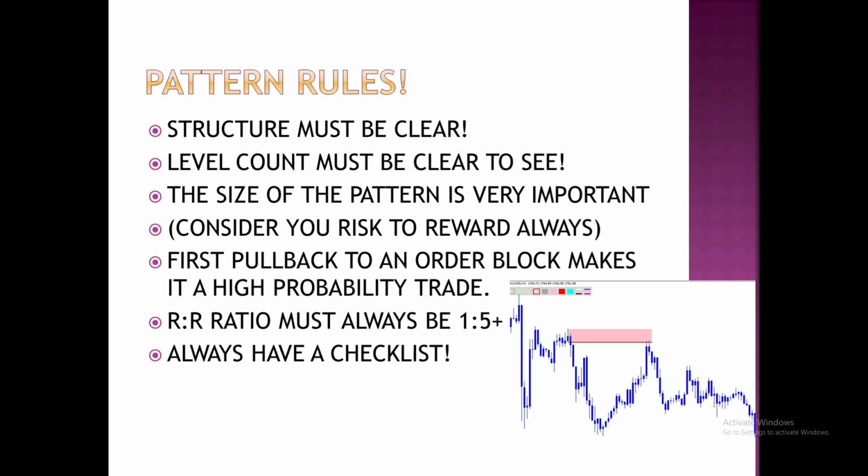playing out. The risk to reward ratio must always be at least 1:5. Always at least 1:5. You can see these types of trades. If you go to your shorter time frames to get a better entry, you can risk less and get a very good amount of pips to that TP. This is actually in the H1 time frame. So always have a checklist, guys. You can't just trade without a checklist.